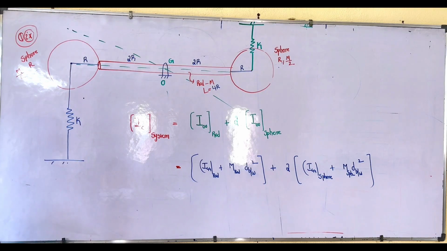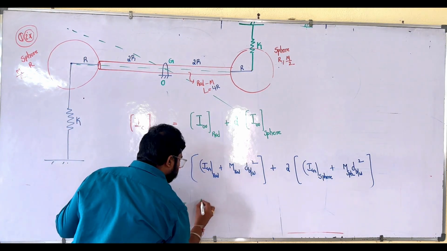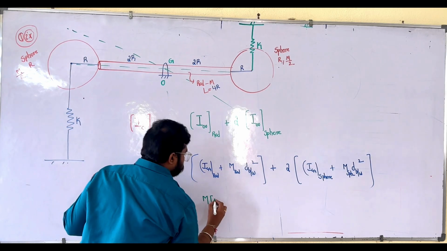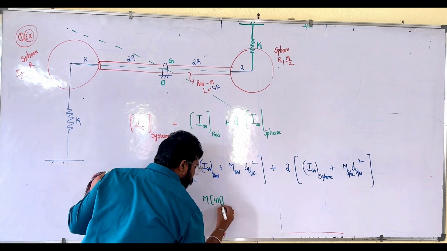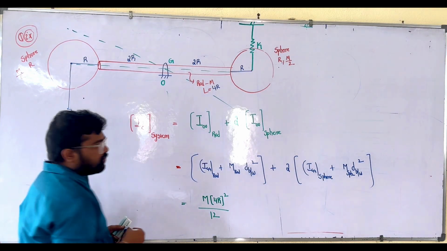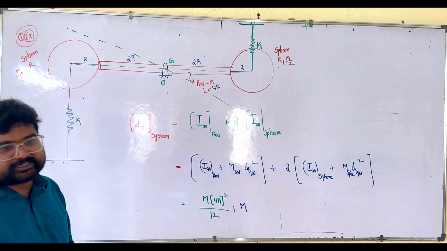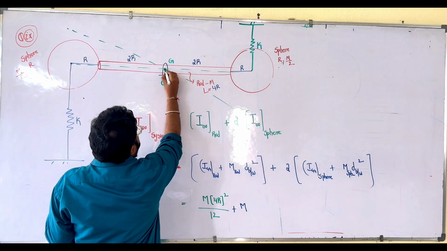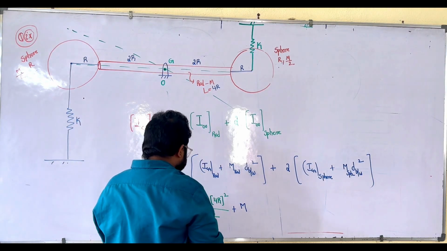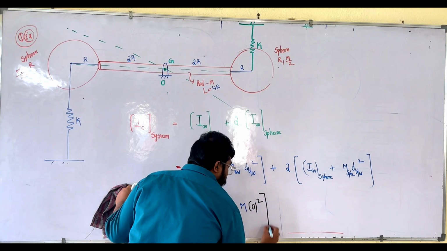What is the IGG of the rod? What is the mass of the rod? M. What is the length of the rod? 4r. So it is m times (4r) squared by 12, that is ml squared by 12. M is the mass of the rod. What is the distance between the axes? The distance is 0.